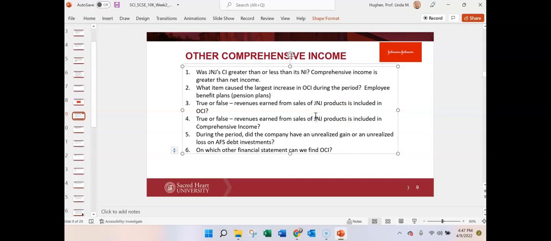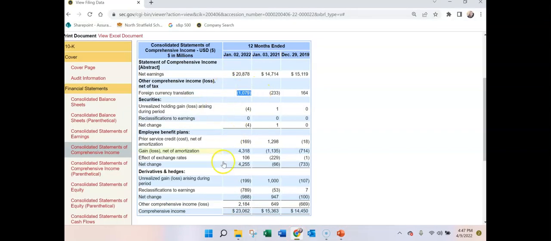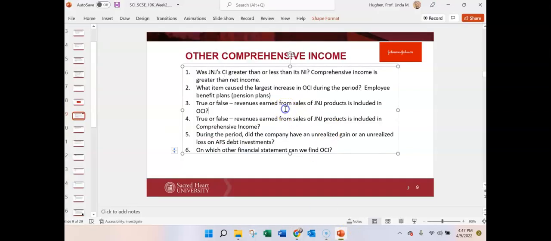True or false? Revenues earned from sales of Johnson & Johnson products is included in other comprehensive income. We look at what goes into other comprehensive income. That's the items from here through here. We see there's nothing about sales there, so this is false.